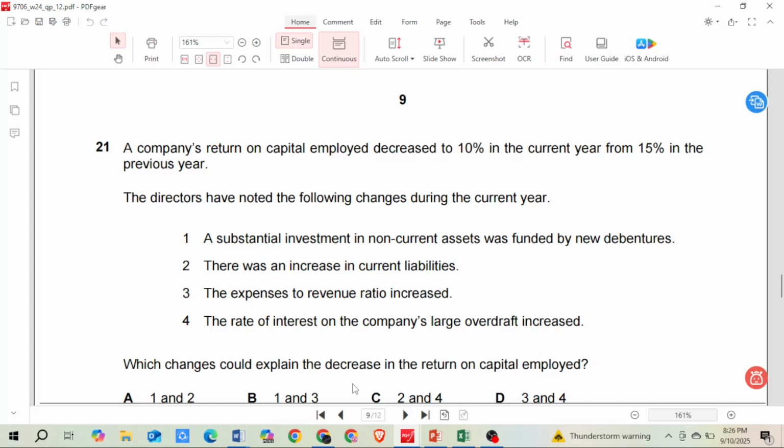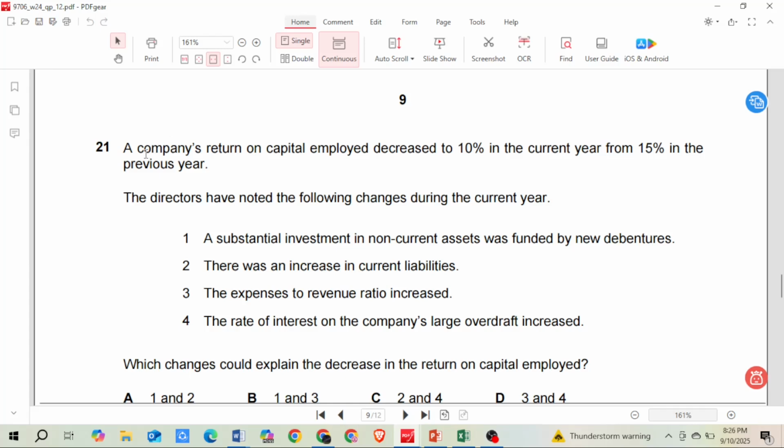We are doing the third part of our video, and today we are solving the 2024 October/November Paper 12. This is questions 21 to 30, third part. So without further ado, let's get started.